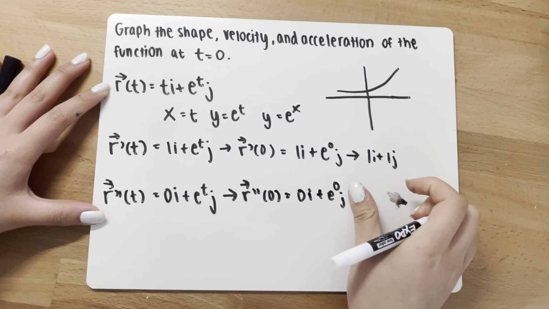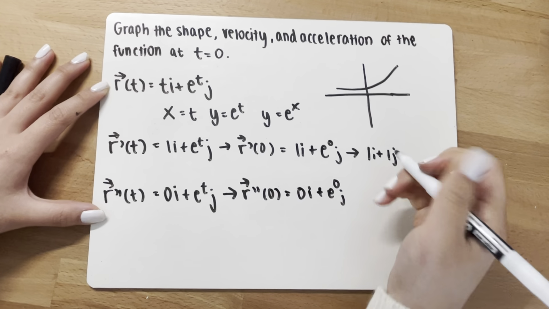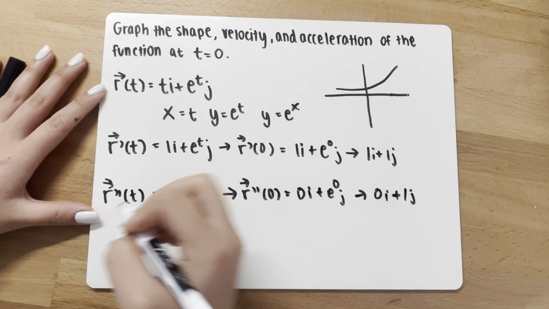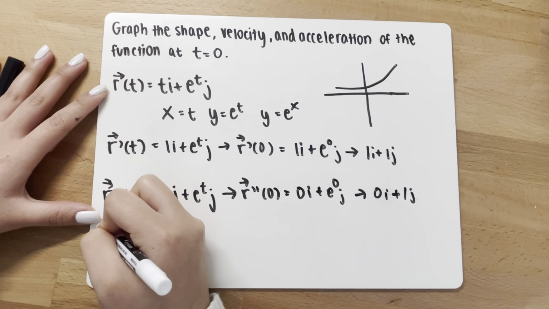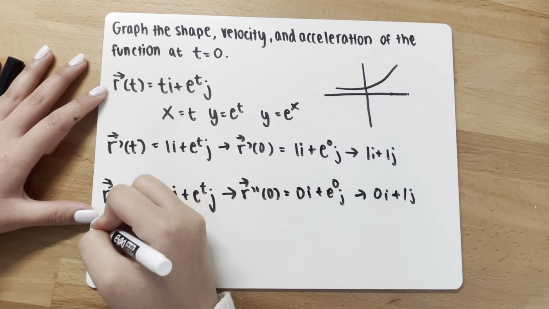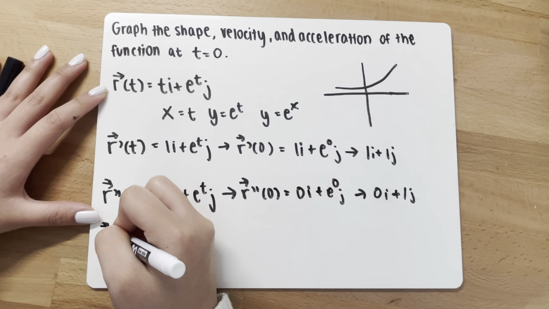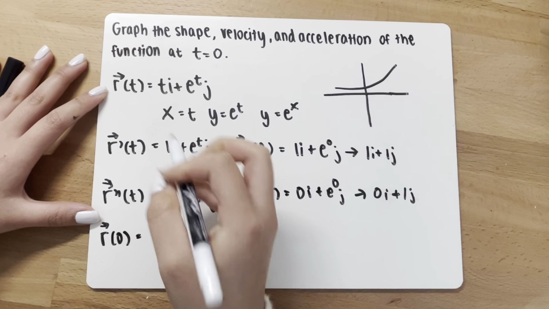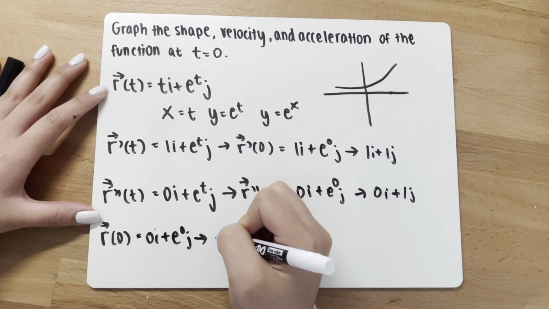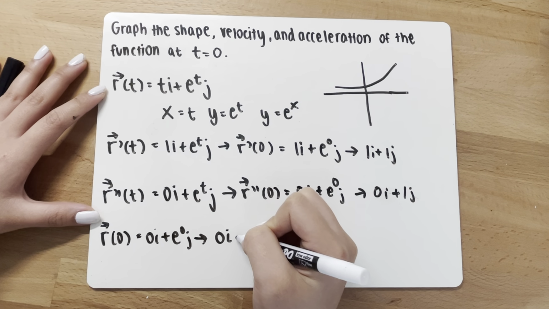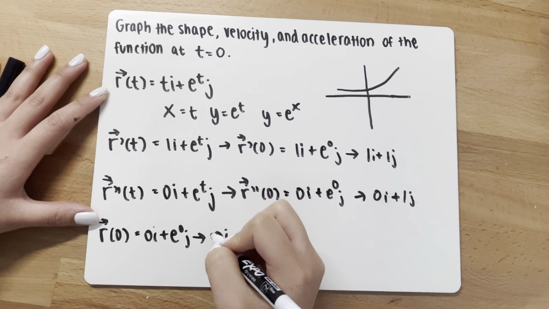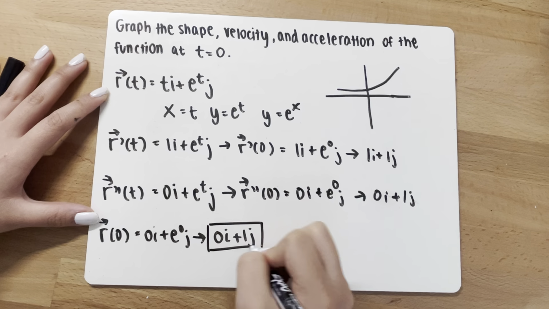So you get 0i plus 1j. All right, now you want to go back to this function and then plug 0 for t over here to get the original vector, which if you do that, you get 0i plus e to the 0 j, which is 0i plus 1j. This will be the original function. Let's box these answers up.